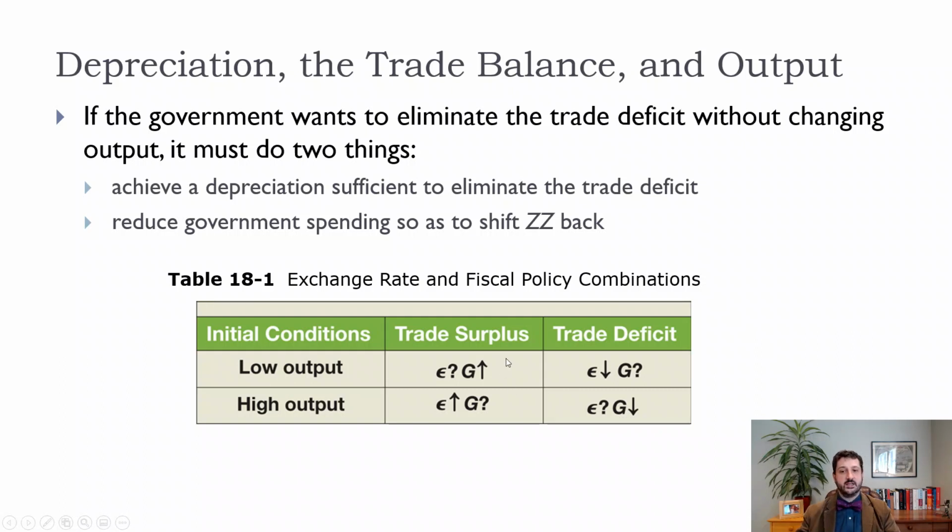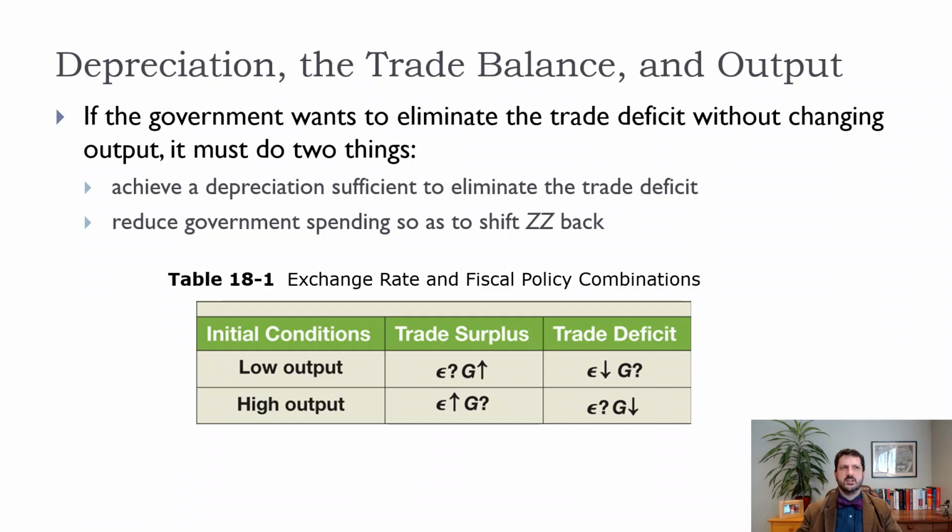But basically, if we have low output and a trade surplus, we want to increase government spending. If we have high output and a trade surplus, we want to increase the exchange rate. And vice versa, if we have low output and a trade deficit, we want to decrease the exchange rate. And if we have high output and a trade deficit, we want to decrease government spending. And the idea is, what is our focus? Is our focus on the trade deficit? Is our focus on output? And sometimes we might need to do both.